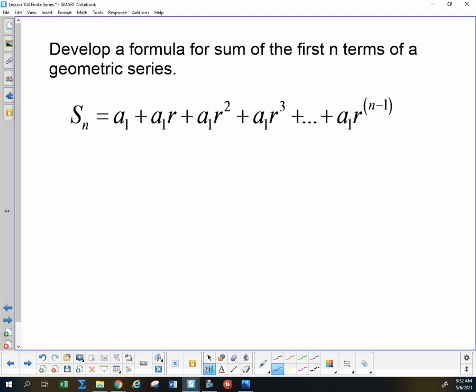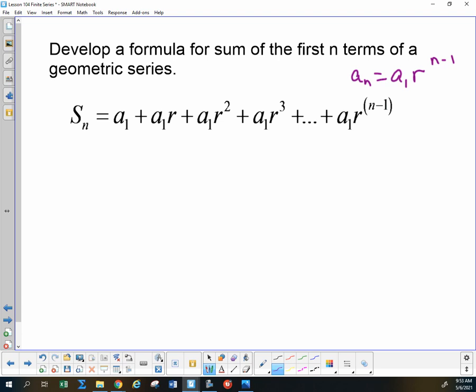Since we are going to do this one in general, we want to start out with a general finite geometric series. So my first term is a1, my second term is a1 times r, my third term is times another r, my fourth term is times another r, and so on. If I am adding up n terms, remember, my nth term is first term times r, not to the n, but to the n minus 1. So that's why it ends with what you see right there.